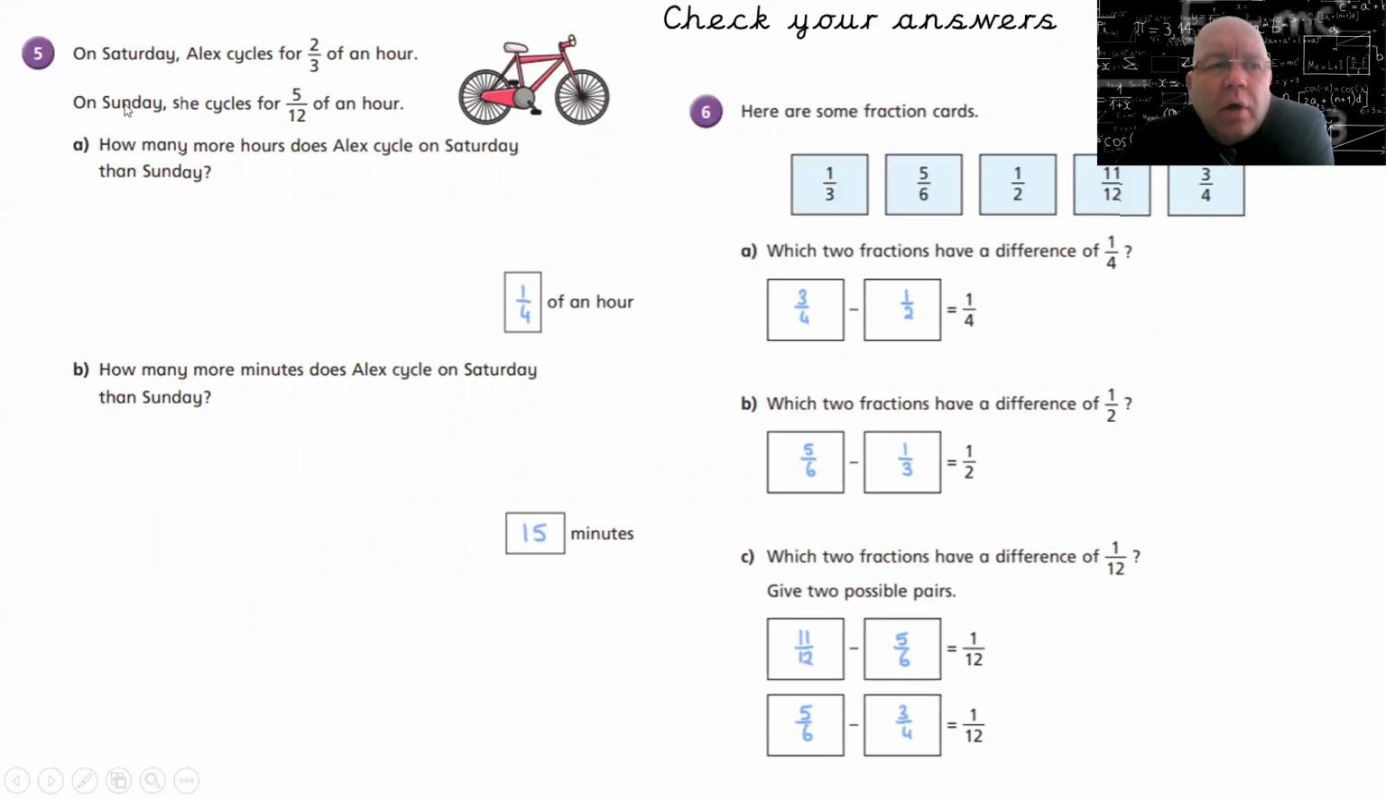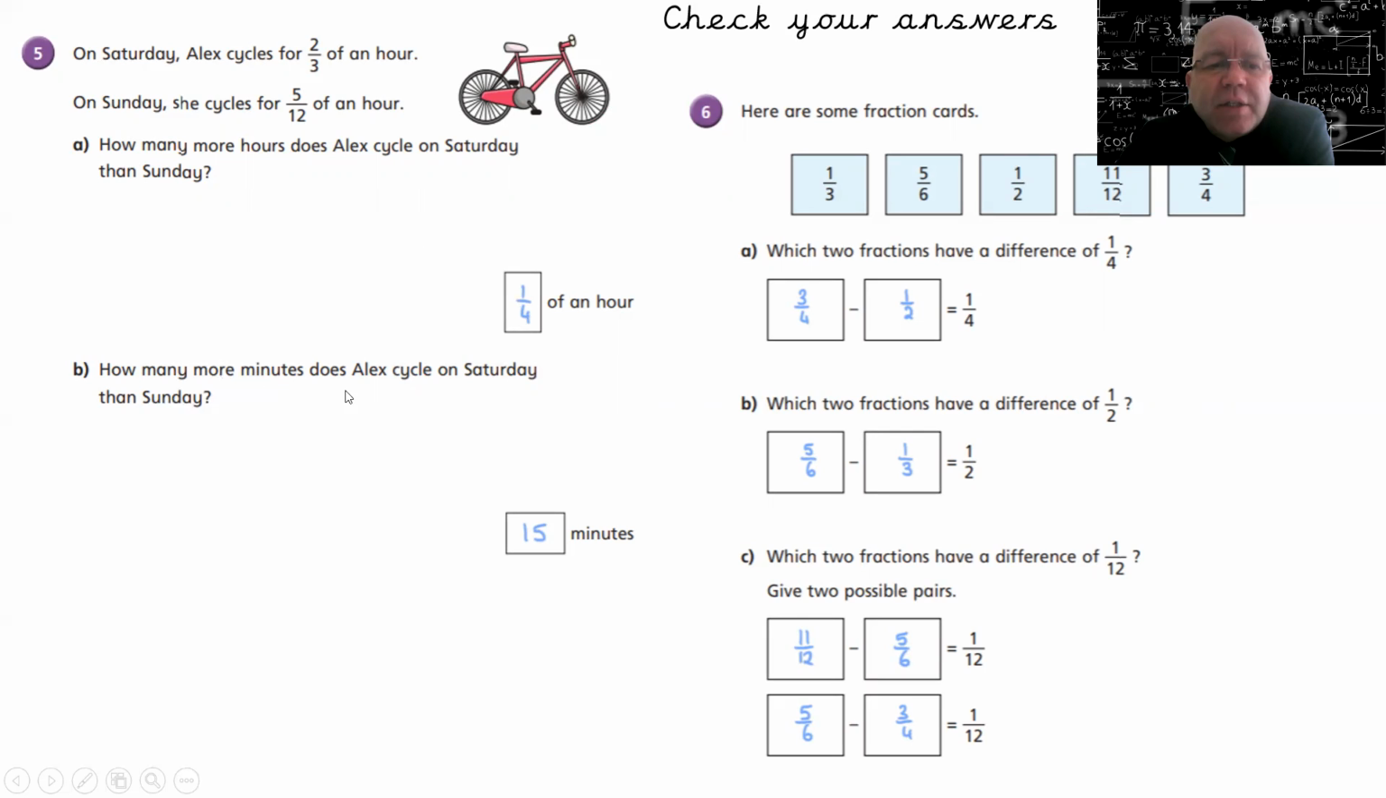Okay, let's have a look. On Saturday, Alex cycles for 2/3 of an hour. On Sunday, she cycles for 5/12 of an hour. How many more hours does Alex cycle on Saturday than on Sunday? So we're going to do a subtraction. 2/3 take away 5/12. We need to turn the 2/3 into 12ths. So that will become 8/12. Take away 5/12, which would be 3/12. The 3/12 is an answer, or we've simplified it down to 1/4.